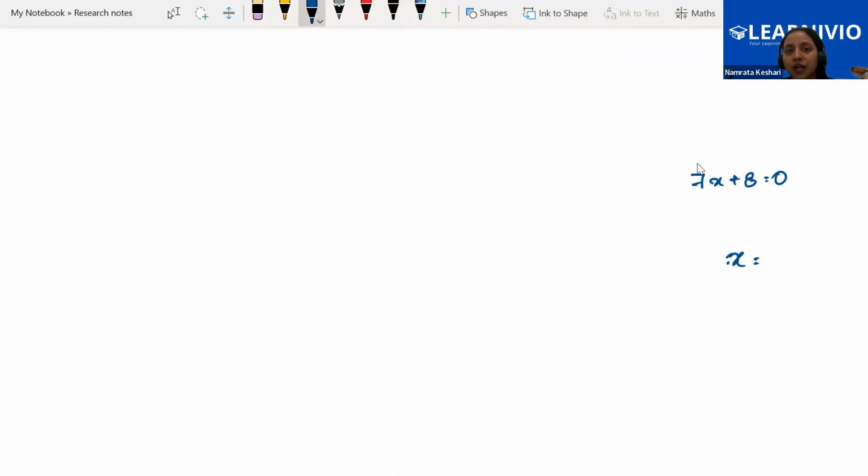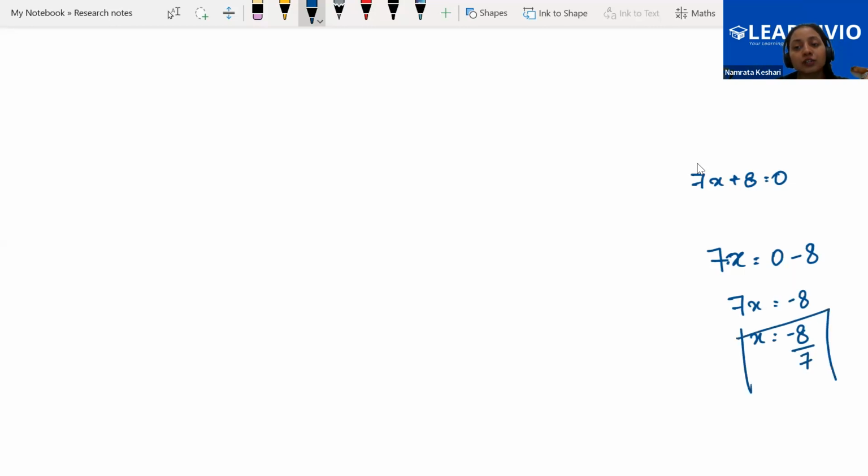What are you getting as a value of x? This 8 we can shift to the other side. It will become 0. This plus 8 will go to the other side. It will be -8. Okay. 7x is equal to -8. X is equal to, this 7 is in multiplication on the left hand side. When we change the side, it will be -8/7. So x equals -8/7 is the 0 of the polynomial.